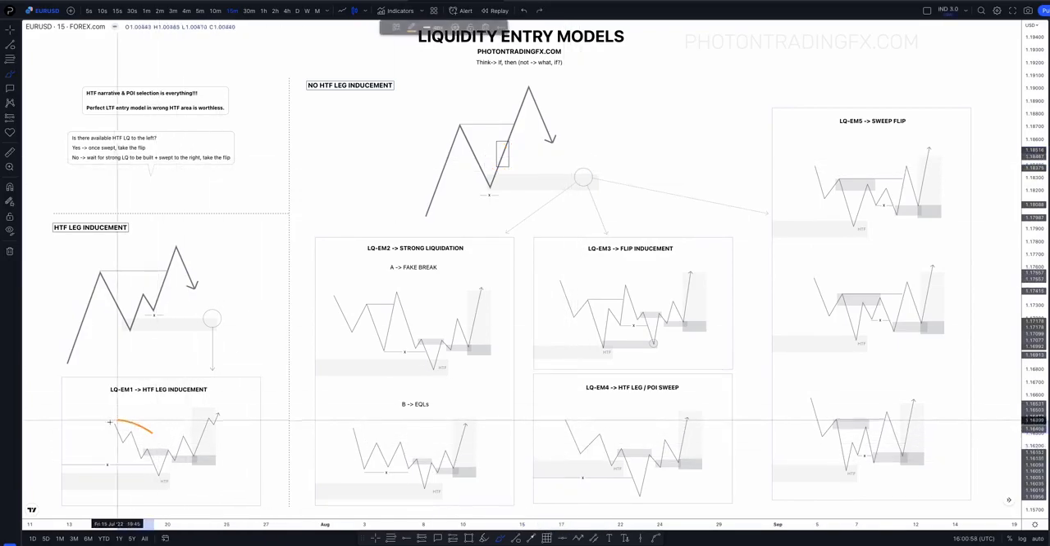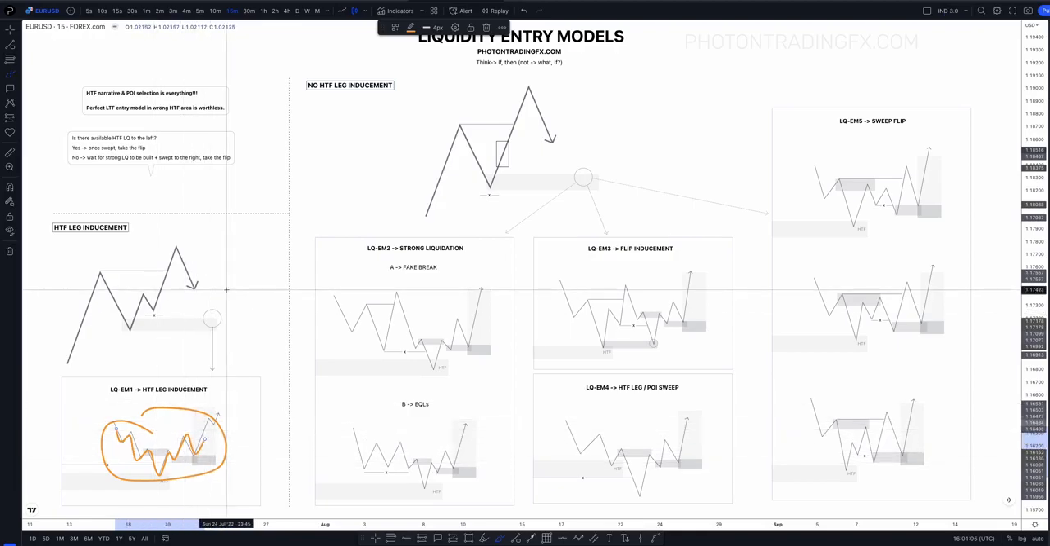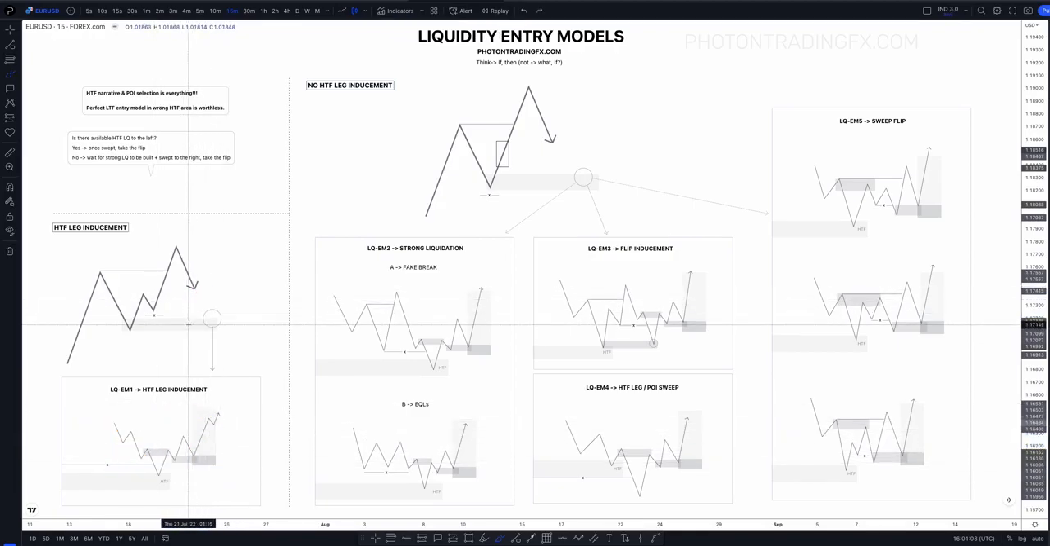Because here, obviously, this is the pullback. No, there's no inducement built here. Nothing. It's just price just comes down, right? And then price goes up. There's no liquidity taken on the pullback. No pullback inducement is built. Why? Well, because we took it on the left. That's why we didn't need it, okay?